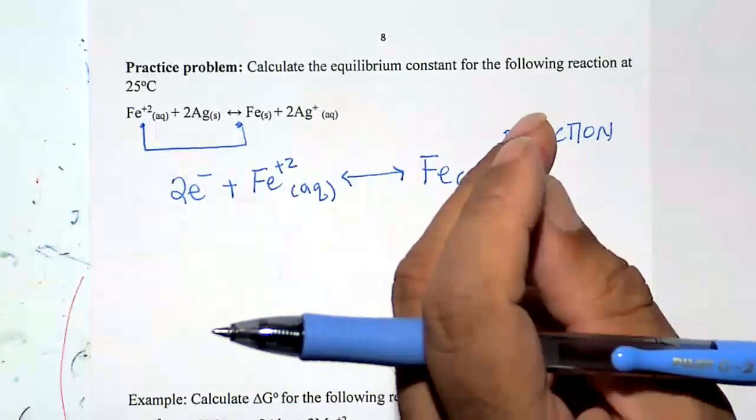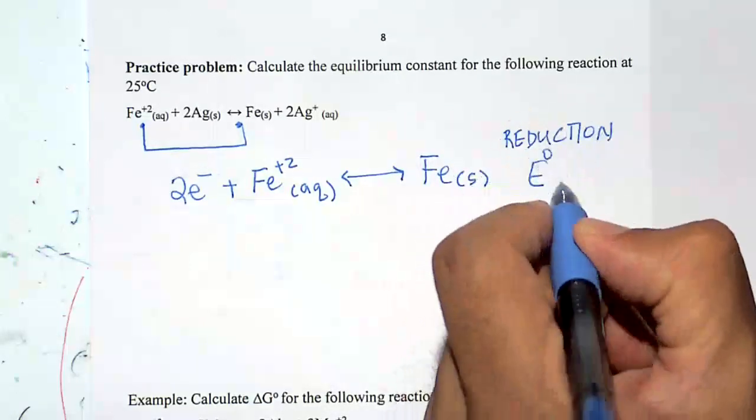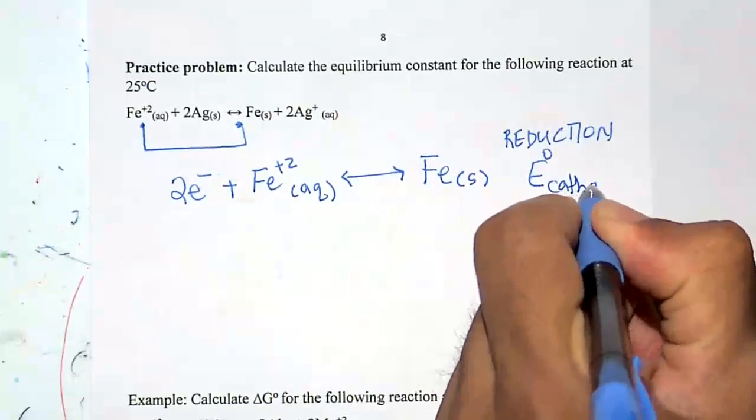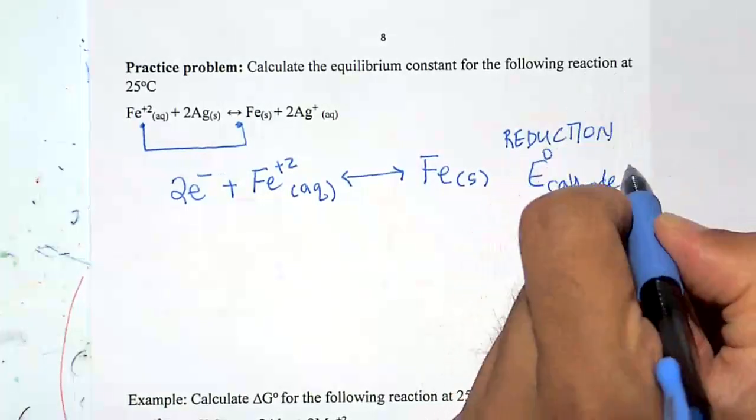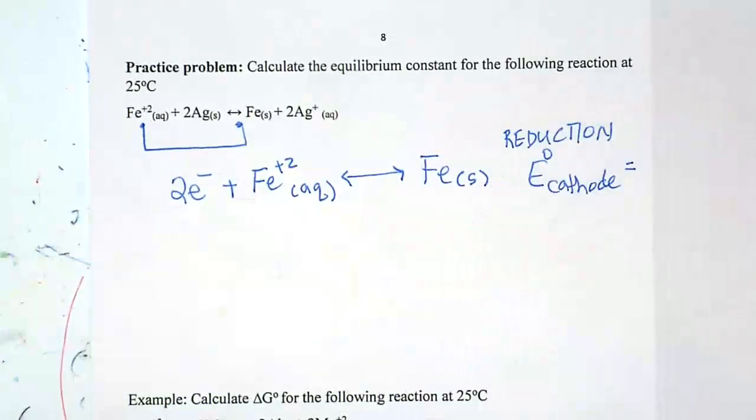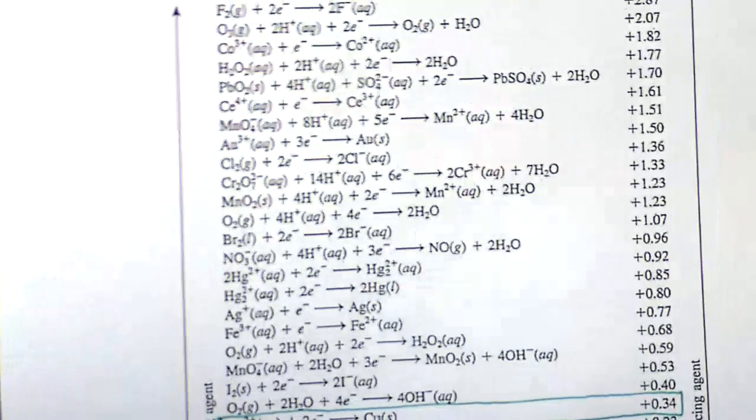Red cat eats an ox. So according to red cat eats an ox, this is the cathode. Okay? So what is the voltage? We will get our table out. Make sure you bring this to the exam.